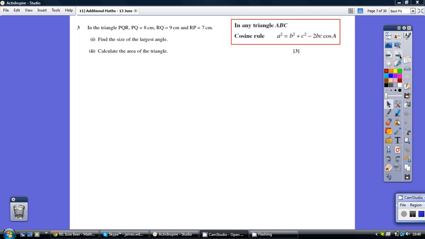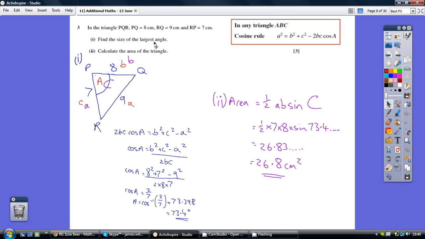Question 3. I don't think it's a bad thing starting off with a really quick sketch, so you just gather your thoughts. So PQ is 8, RQ is 9 and RP is 7. Now we're being asked to work out the biggest angle.